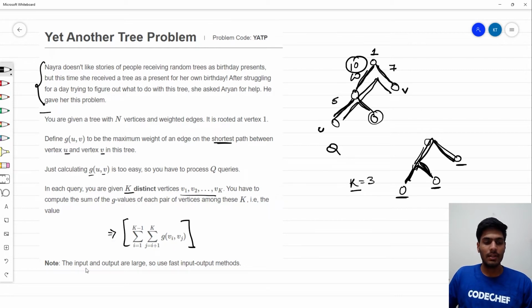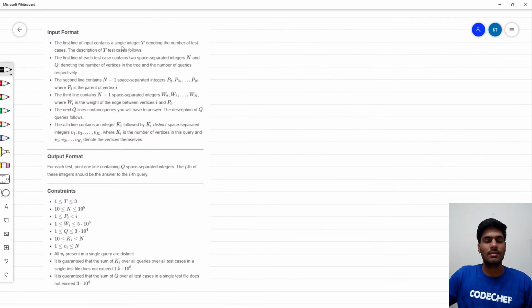We are also given that the input and the output are very large, so we have to use fast IO methods. We will now discuss the input and output format. As we can see here, the first line will contain a single integer t denoting the number of test cases. So there are more than one test case in a single test file. The first line of each test case contains two space separated integers n and q. So there would be 1, 2, up to t test cases here, and each test case would contain the first line n and q.